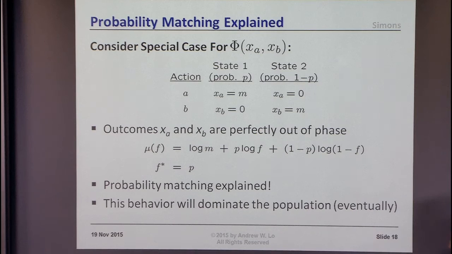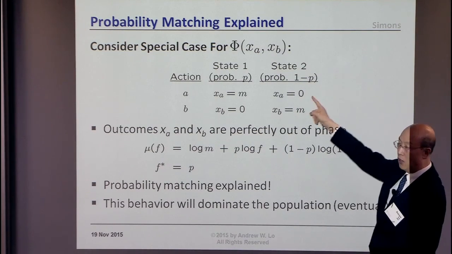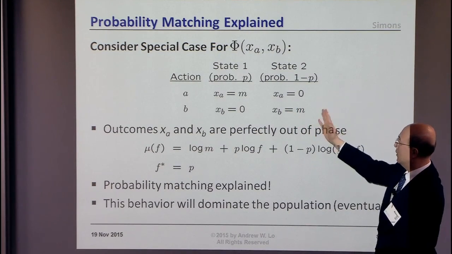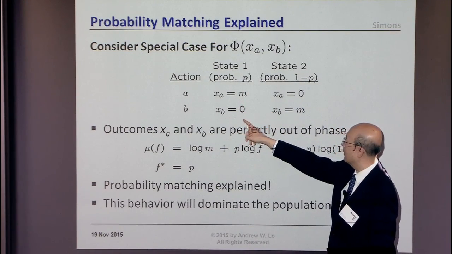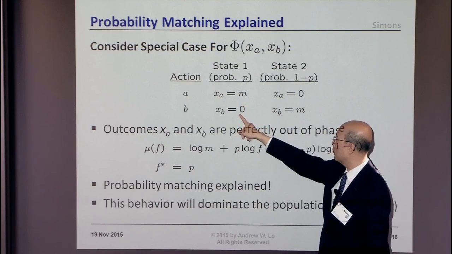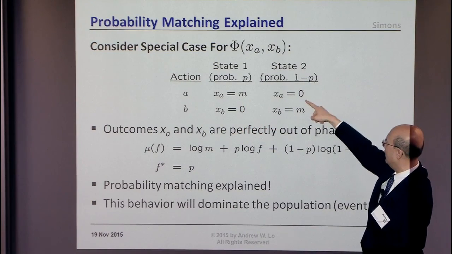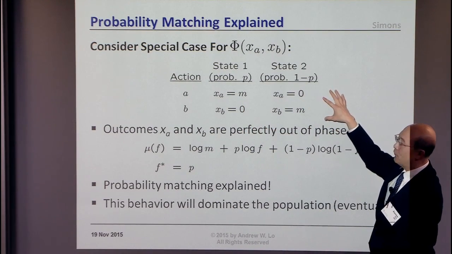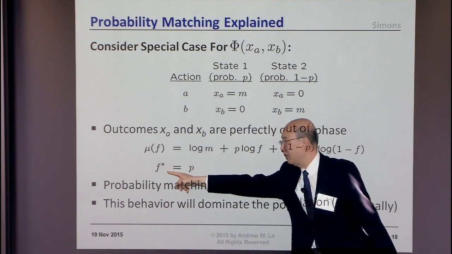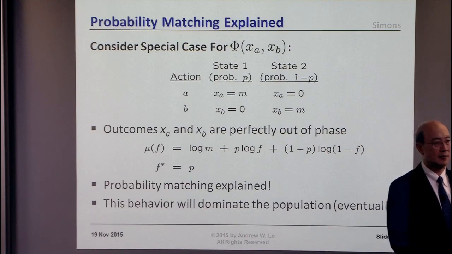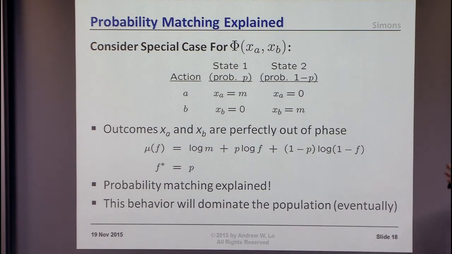In our model, if you assume that phi is also a binomial, you actually get this situation where in the state of the world where it is sunny, m offspring or 0. In the state of the world where it's rainy, 0 versus m. If you assume this for phi, what you get is that the optimal behavior is to match probabilities. Probability matching comes out of this very, very simple framework.